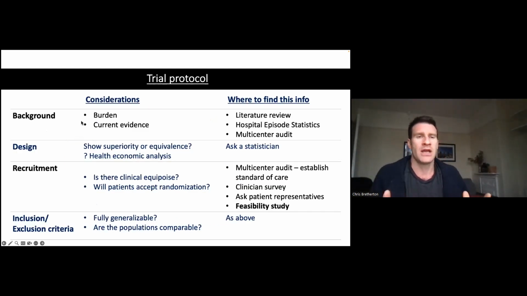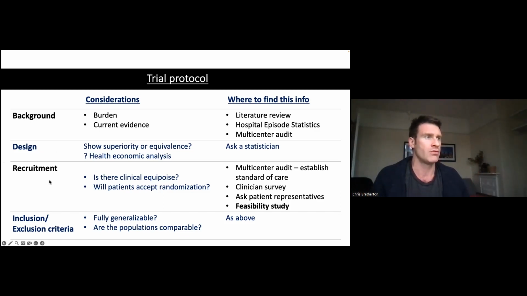So when you're making a trial protocol, there's a few things you want to do. So you want to look at the background to a disease. So what is the burden of that disease? What's the current evidence around it? So you want to do a literature review to try and see, again, what the incidence or prevalence might be, so you know how many patients you can expect to get. And then the design, you can really ask a statistician about whether it should be a superiority or non-inferiority or an equivalence trial. We won't cover that today.